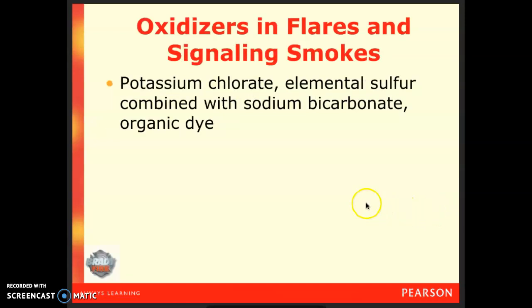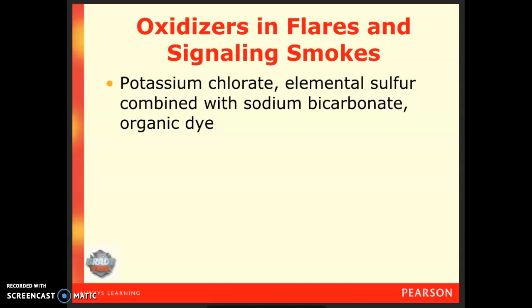Another thing that we can look at are signaling flares, signaling smokes. What we see in those are very similar kinds of reactions where we've got potassium chlorate, that's going to be our primary oxidizer. We've got our elemental sulfur that is combined with bicarbonate, and together they make the fuel that is ultimately going to react. And then we throw in some dye in there to allow the smoke to have a color of some kind.